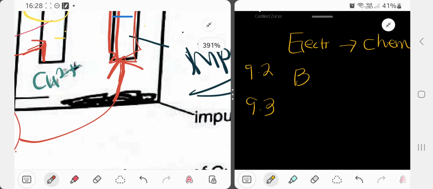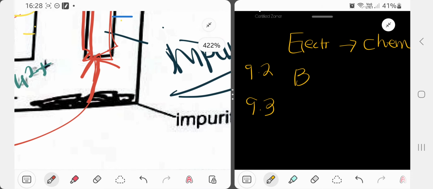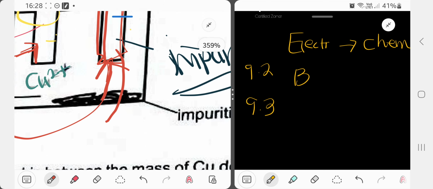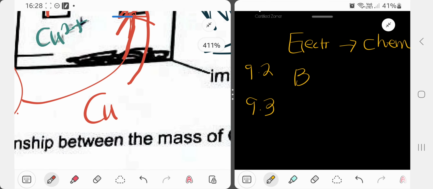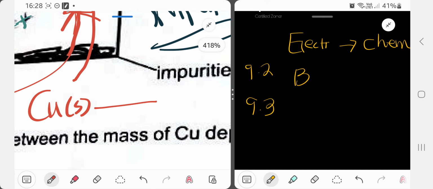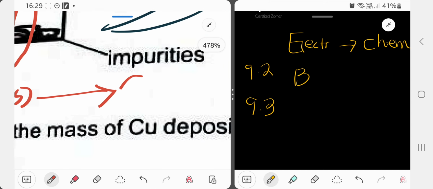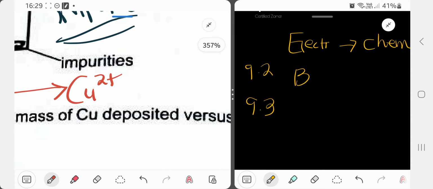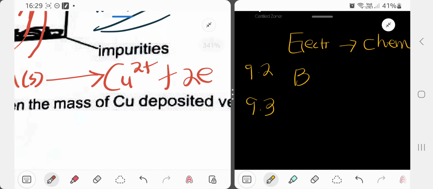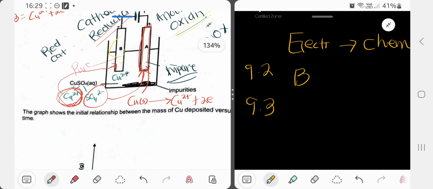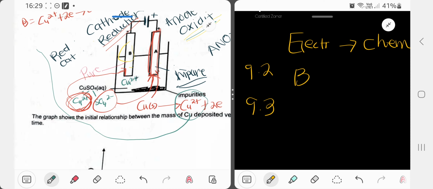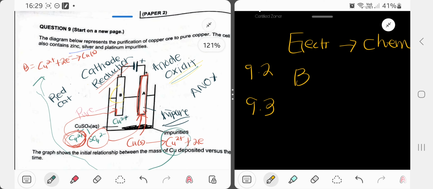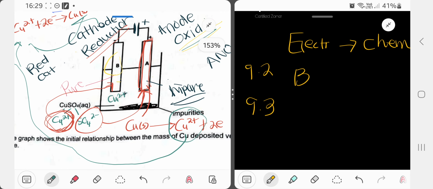So what will happen is that at the anode, we are going to have copper solid, and then this is going to be oxidized. So we're going to have Cu2+ plus 2 electrons. So now it's quite clear that something is happening here. This is producing Cu2+, and then this Cu2+ is going to go to the cathode and reduce to copper solid. So we are taking out from electrode A and putting into electrode B.